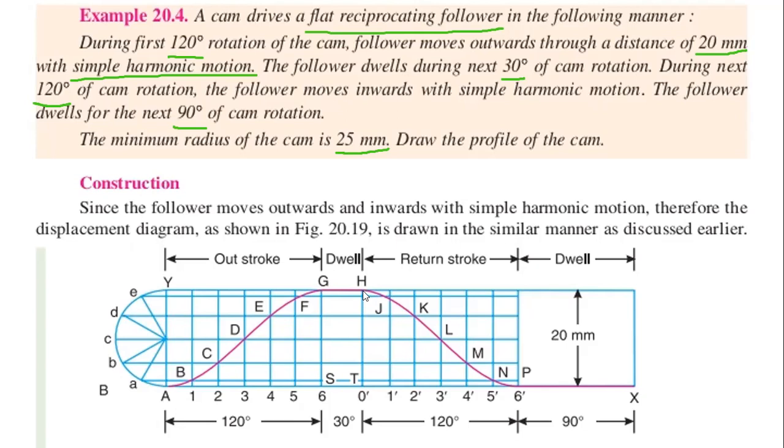Then we have to join this arc with a freehand curve. Then the remaining one is the dwell period, that is, the remaining 90 degrees is the dwell period. We have to draw a straight line in the dwell period.